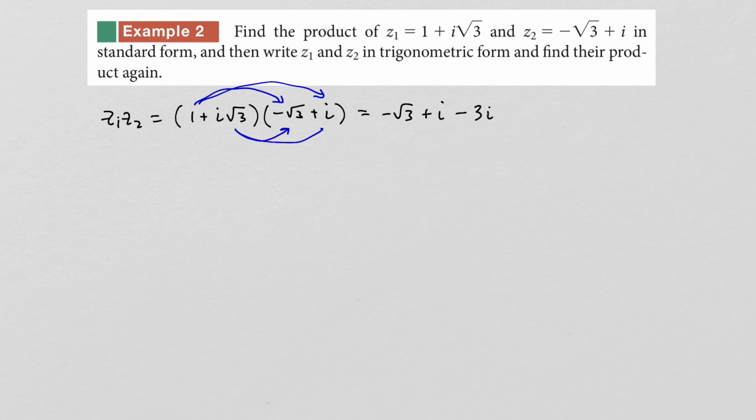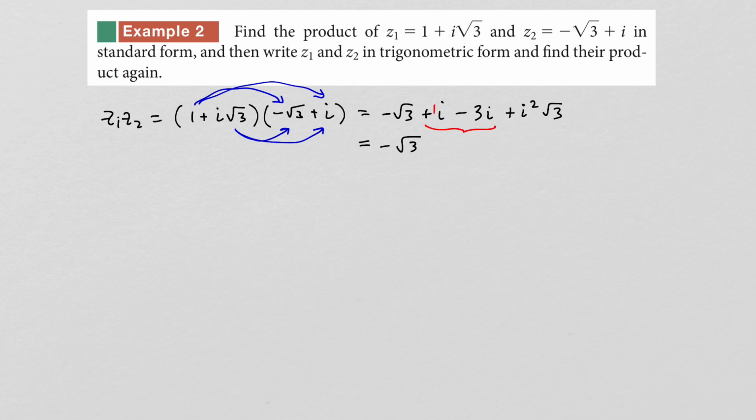And finally we have i radical 3 times i. So positive i times positive i is positive i squared. And then there's a radical 3 in there as well. So now to finish this, we will just simply rewrite this as negative radical 3.